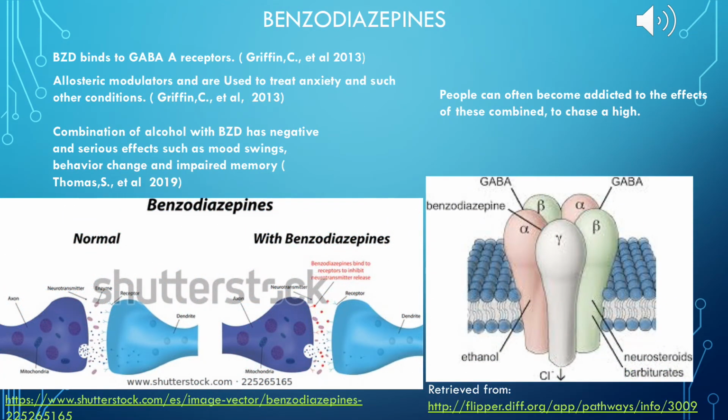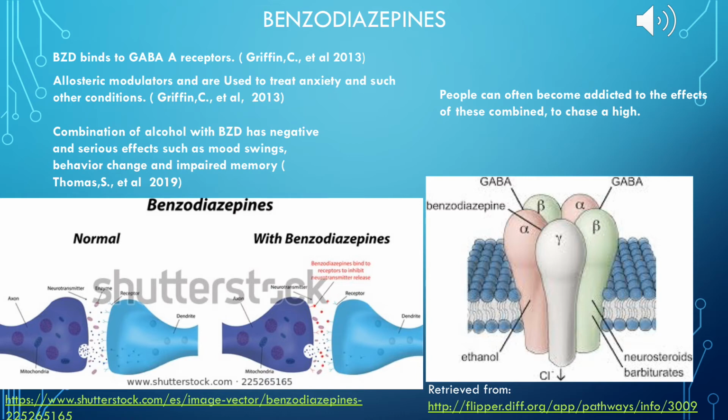BZD is short for benzodiazepine. It is inhibiting in nature and interacts with GABA A receptors. This binding causes changes in the chloride receptor of GABA and causes an inhibition of EPSPs. Benzodiazepines are allosteric modulators and work by altering receptor sites to produce a greater affinity to GABA.